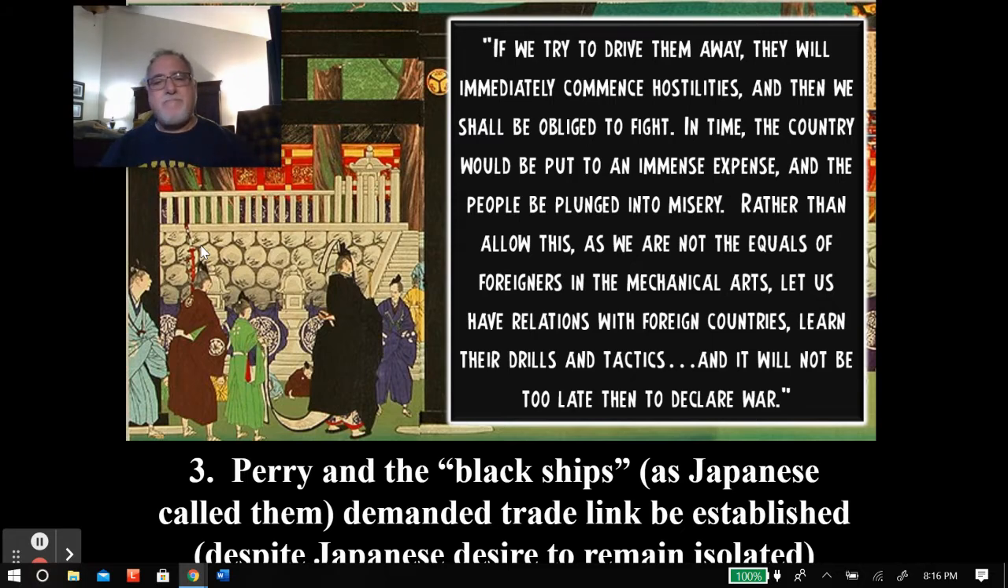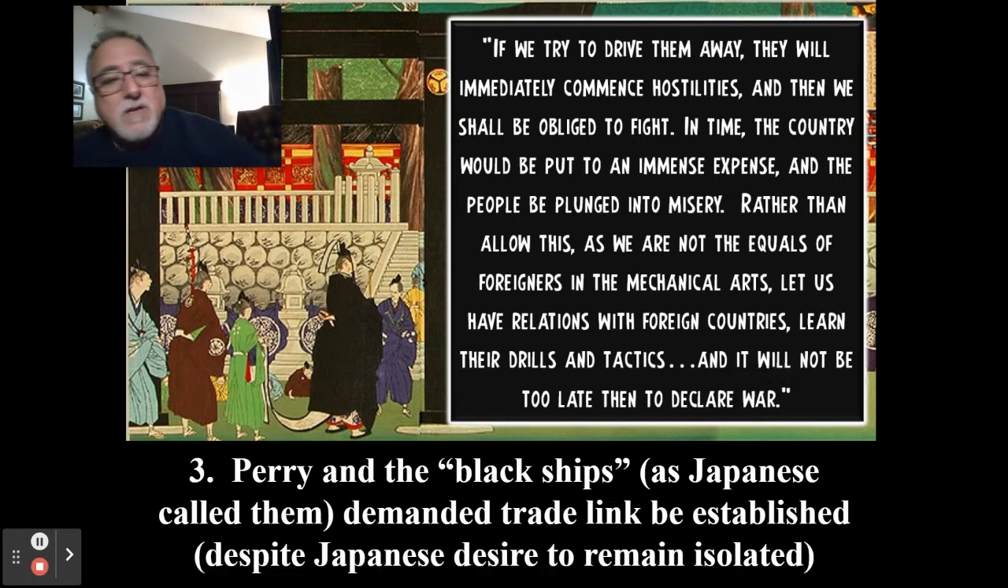Let them in, learn from them. We're not the equals of the foreigners in the mechanical arts. That's a wonderful way to describe engineering. So let us have relations with these foreign countries, learn their drills and tactics, and it will not be too late then to declare war. So once we learn how they work and what they do and how to make what they make, then we'll agitate them and go to war with them.